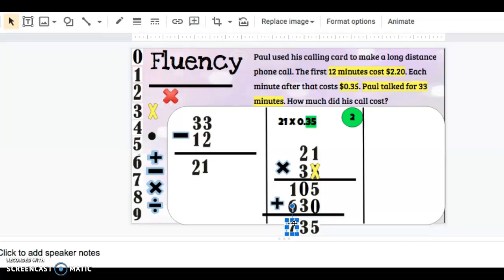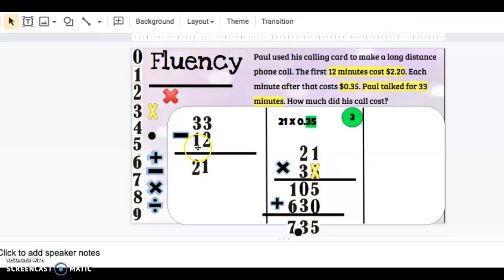Okay, so now we have to put the decimal point back into the problem. So if we're putting the decimal point back into the problem, it starts behind the 5. And we have to do 2 swoops to the left. Swoop 1, swoop 2. So our answer is $7.35. So that's how much it cost for the remaining time.